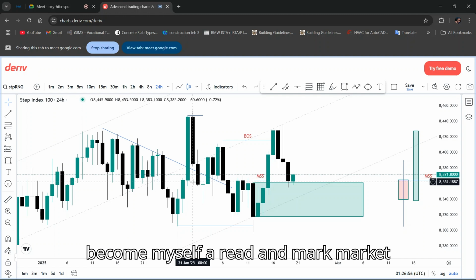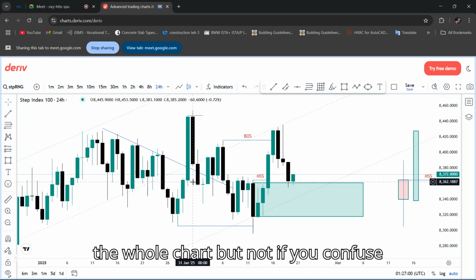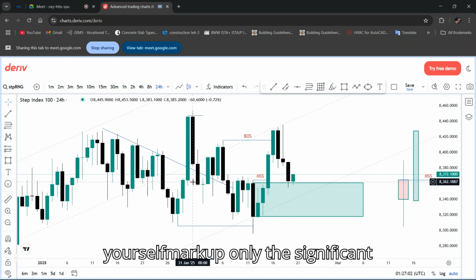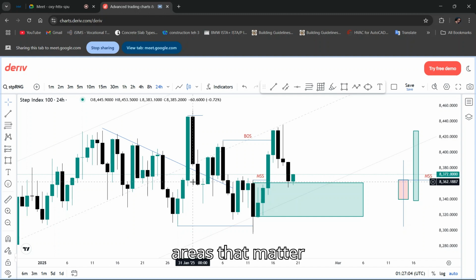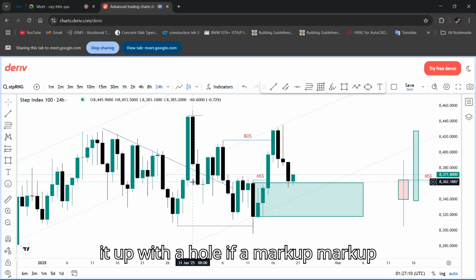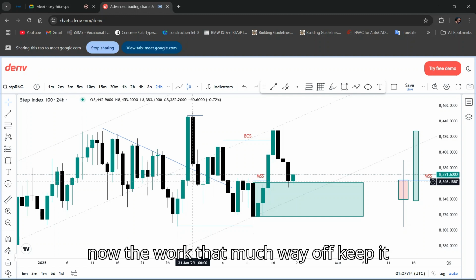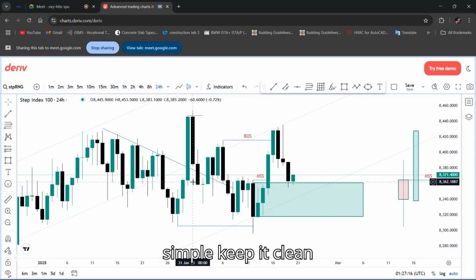With market structure shift, it doesn't mean you have to mark up the whole chart. I'm not telling you to confuse yourself. Mark up only the significant areas that matter. I'm not telling you to load the chart up with a whole heap of markup. That confusion is not going to work. I'll show you how. Keep it simple, keep it clean.